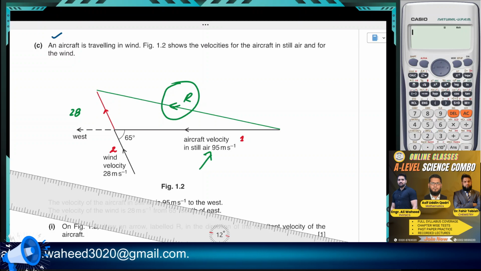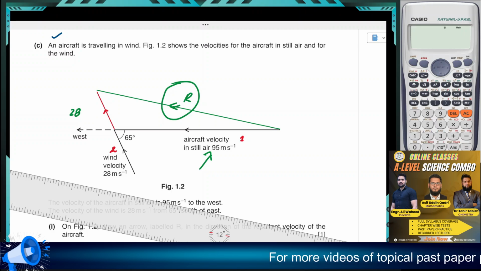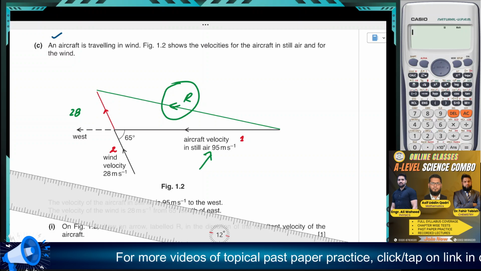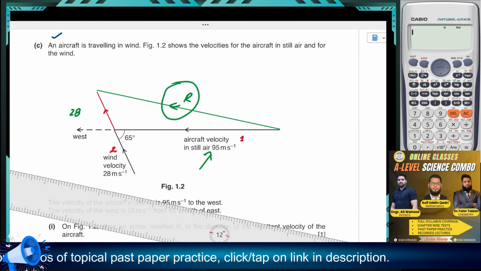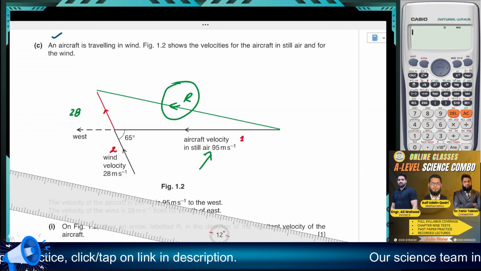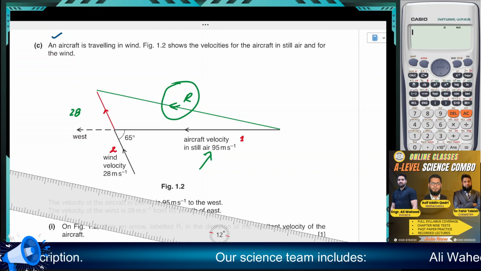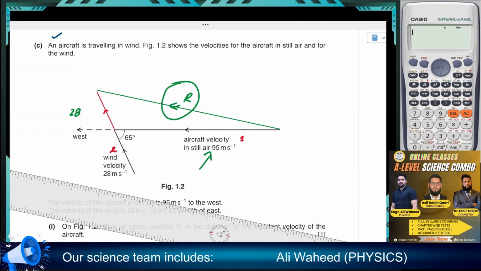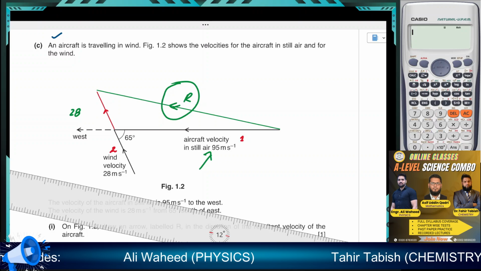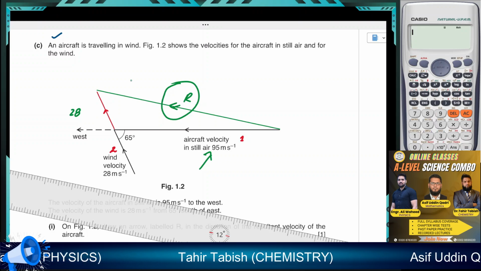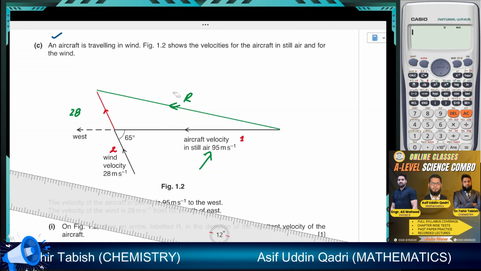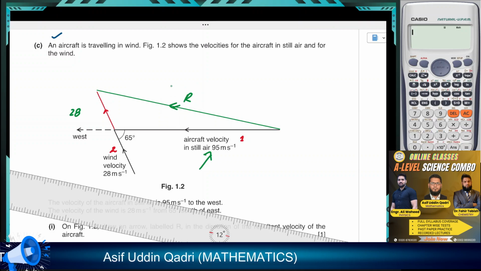Now what could be the reason? In the very last question, the aircraft was replaced by a boat and the wind was replaced by water, the velocity of the water. But in that question, the resultant velocity of the boat was actually lower than the velocity of the boat. But in this case, it appears that the resultant velocity of the aircraft is greater than the actual velocity of the aircraft. What could be the reason? How is this case different from the previous one?